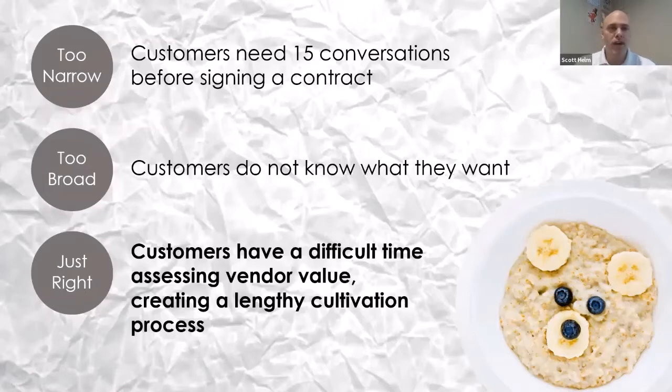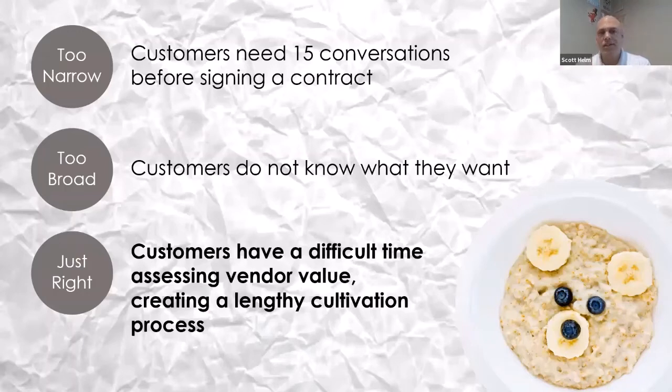But what you're really looking to do here is, you don't want to be too narrow. I wrote a couple of generic sample problem statements so you can compare and contrast across the three of them here. So customers need 15 conversions before signing a contract, right? Too narrow, right? We already have the metric in there. This is not writing goal statements. We're trying to define a problem. Very, very narrow, way too narrow.